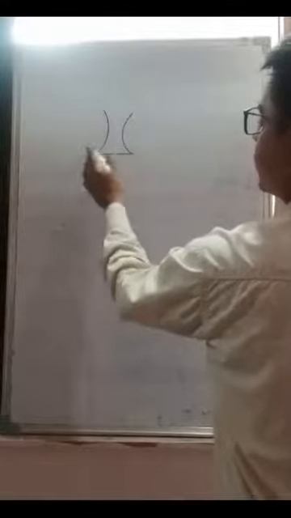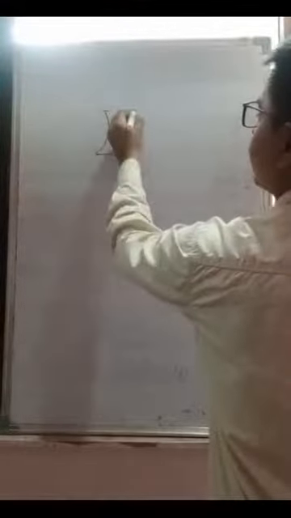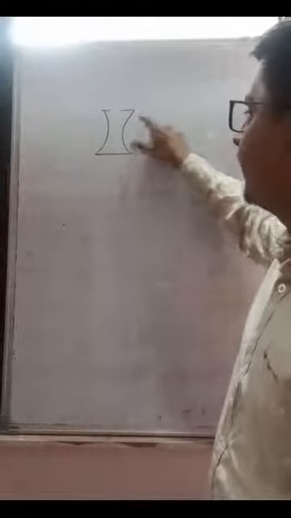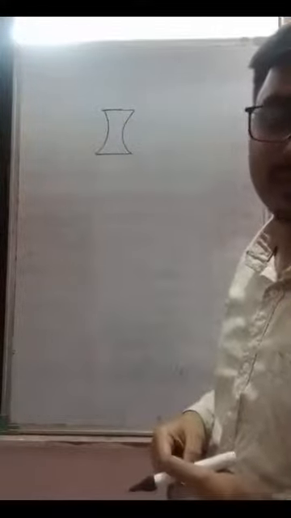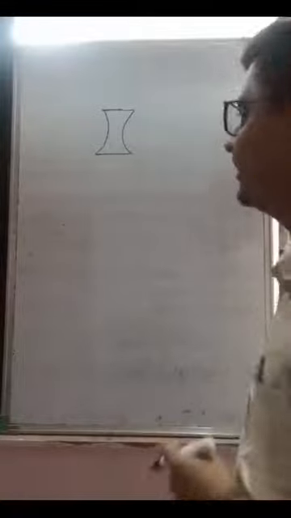A concave lens is a type of lens in which the middle portion is thin, and at the periphery it is expanded. This type of lens we call a concave lens.